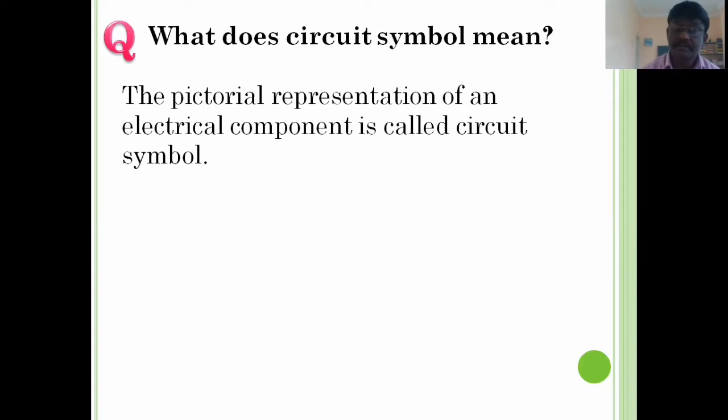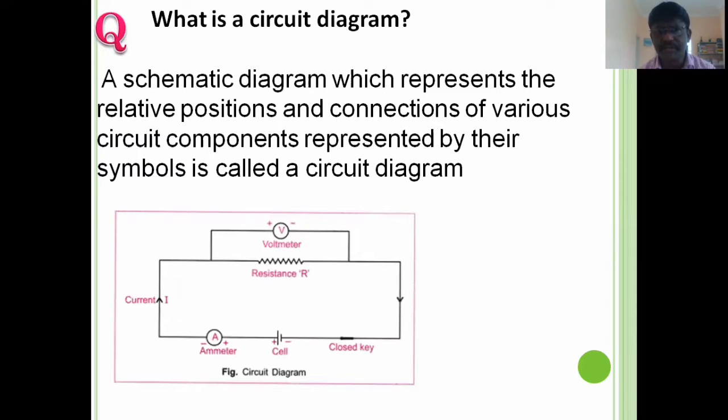Then, what do you mean by a circuit diagram? A schematic diagram which represents the relative positions. Look at children here. Cell, ammeter connected in series. Next, resistance, then voltmeter connected in parallel. Next, a key, nothing but a switch connected, and then to the cell. So this is what we say relative positions. In detail, we will study in coming classes.